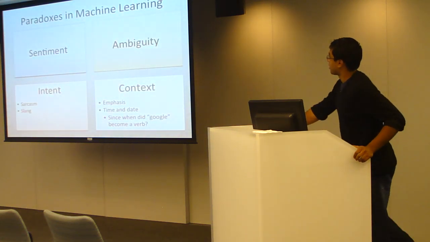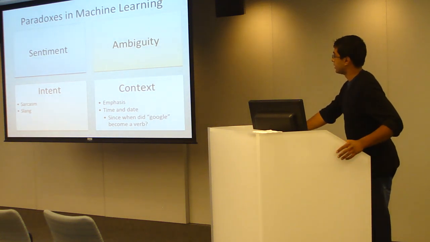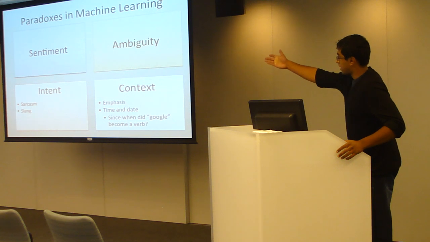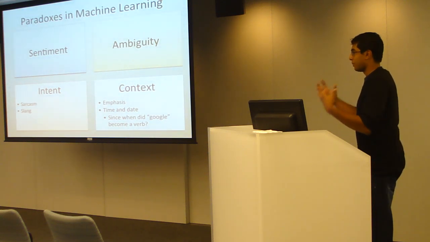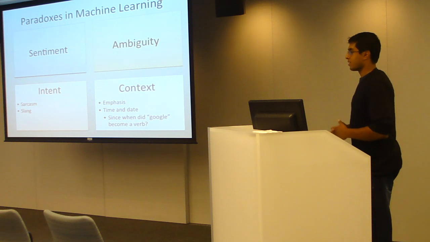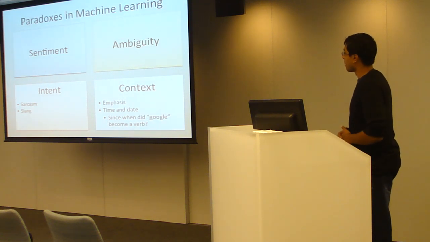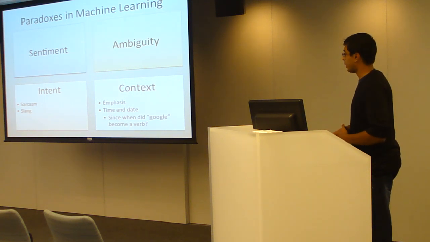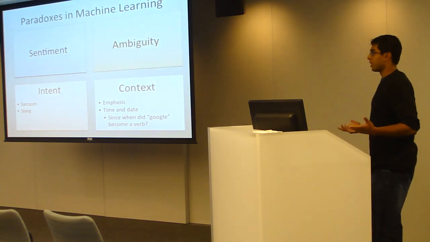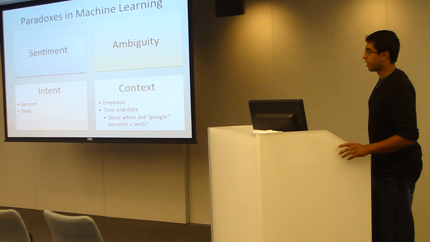And here's a quick look at some of the paradoxes that you'll come across in machine learning and sentiment analysis and natural language processing. And so we'll start with sentiment, ambiguity. When something is said in a certain way, but you don't really know what it means. Intent, things like sarcasm or using slang, something which a machine cannot implicitly understand unless you feed it information about that particular paradox. Context, so things like emphasis. Emphasis is really something that more commonly occurs in spoken language, but a lot of times humans are really good at picking that up in text without having any vocal emphasis on certain words. Time and date. So for example, Google used to be a really large unfathomable number, and now it's more commonly used as a verb.